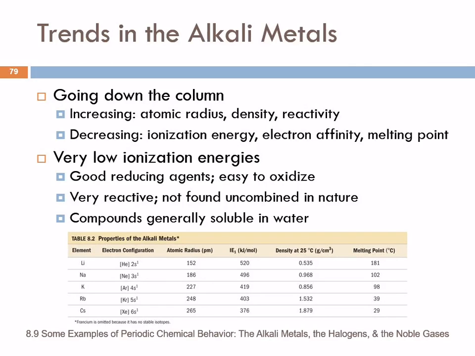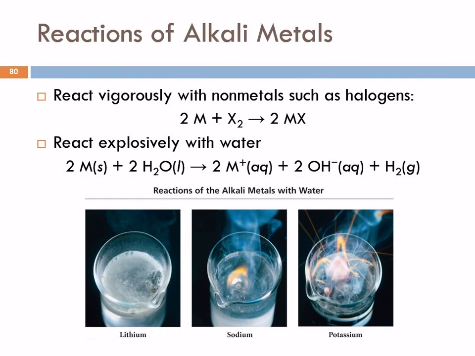This is all just kind of, you could read this and remember it just as much as me reading it to you. Let's look at the reactions that these alkali metals undergo. Alkali metals react vigorously with nonmetals, such as the halogens. So an alkali metal plus a halogen is going to form an ionic compound.